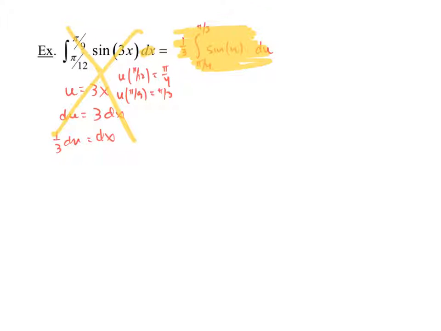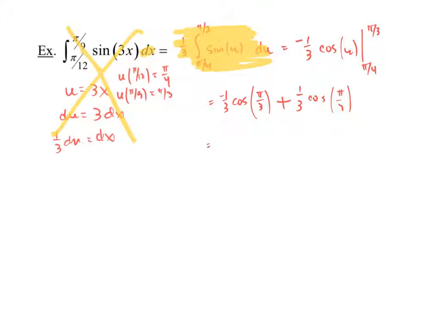So the first thing that's going to happen is I'm going to have the 1/3 in the front. The antiderivative of sine u is negative cosine, so I'm going to put my negative in front of the 1/3 and then put cosine of u evaluated from pi over 4 to pi over 3. So this will equal negative 1/3 cosine of, I'm going to go ahead and plug in my upper bound, pi over 3, minus negative 1/3. So that's why it became a positive, because I did minus a negative. 1/3 cosine of pi over 4.